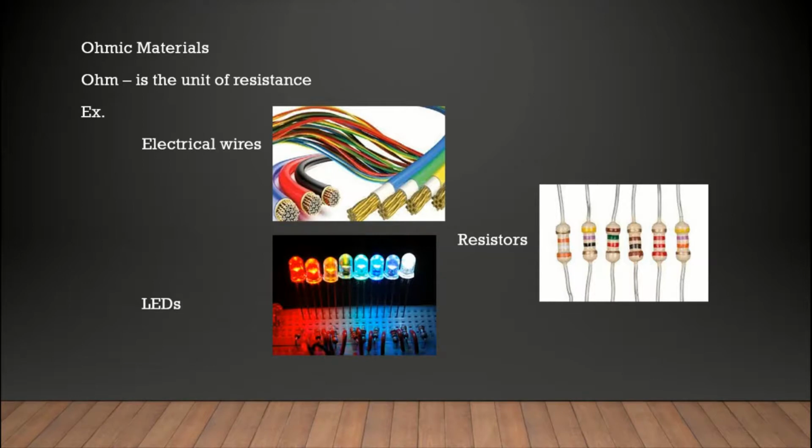Ohmic materials. Ohm is the unit of resistance. Therefore, ohmic materials refers to materials that can resist. Here's some of the examples. We have electrical wires, LEDs. LED means light emitting diode. Light emitting diodes, that's it.